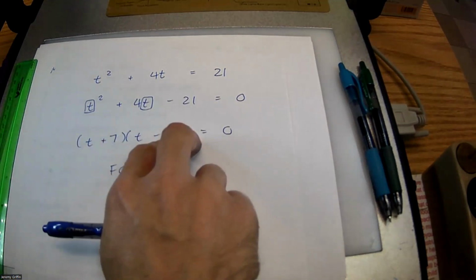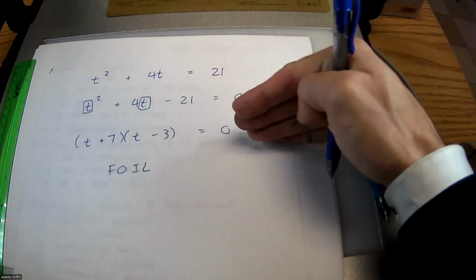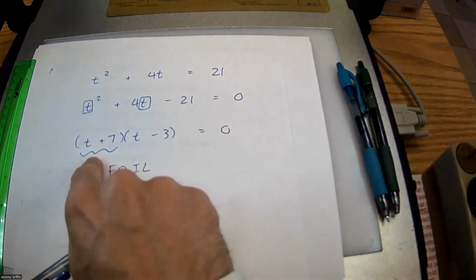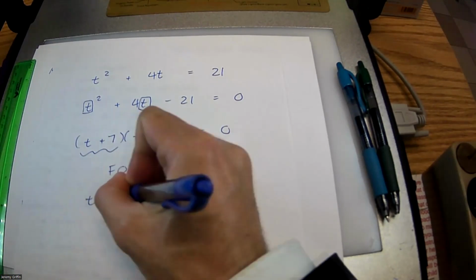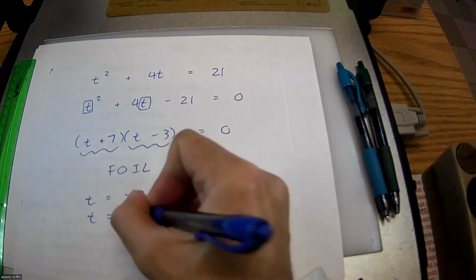All right, now if we have two things multiplied together that equals 0, which wasn't true in this line but is now true in this line, that means if either one is 0, the whole thing is 0. So if this is 0, well, t must be equal to -7. And if this is 0, then t must equal +3.